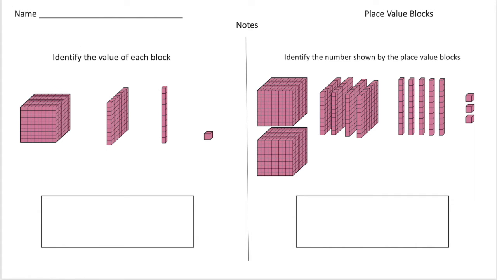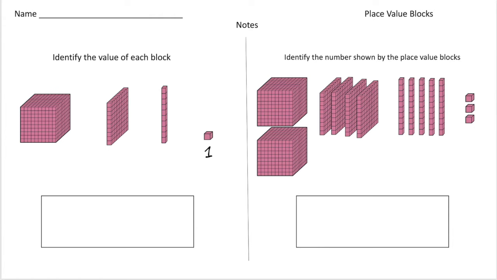All right? So take a look at the left-hand side of the notes here, and let's identify the value of each block. So this first block here on the far right represents the number 1. So let's write down the number 1 right here. So just a single block all by itself represents 1.